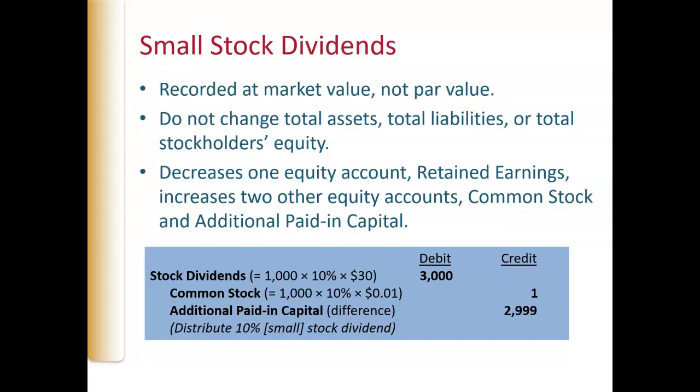Small stock dividends get recorded at market value, not par value. We don't change total assets, total liabilities, or stockholders' equity. We decrease one equity account, retained earnings, and it increases the common stock and the additional paid-in capital. So when we've got a small stock dividend, we will debit our dividend and we will credit, in this case, common stock at par value and our additional paid-in capital.